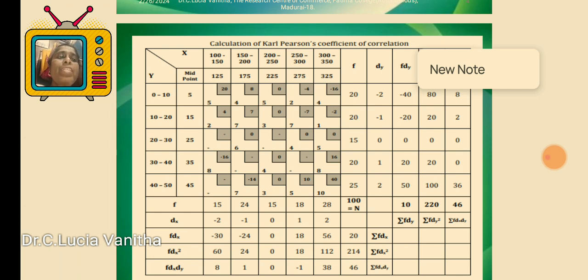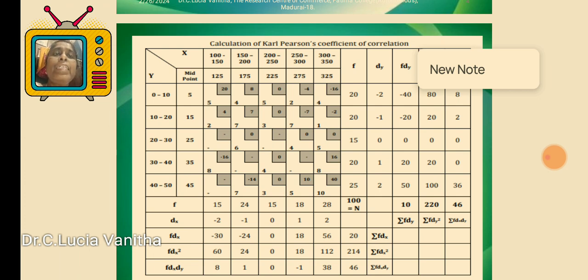N, that is called capital N. Okay, now the next step is finding out the dx and dy. Now take the middle as the assumed mean. That's nothing but x minus the assumed mean and y minus the assumed mean. That's dy and dx.